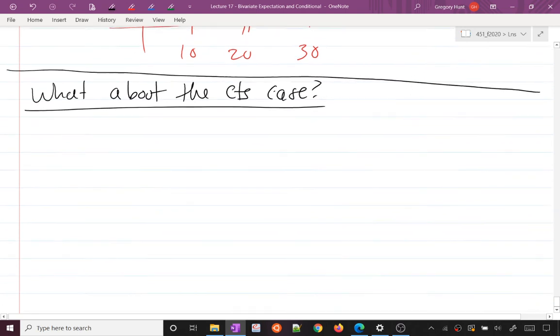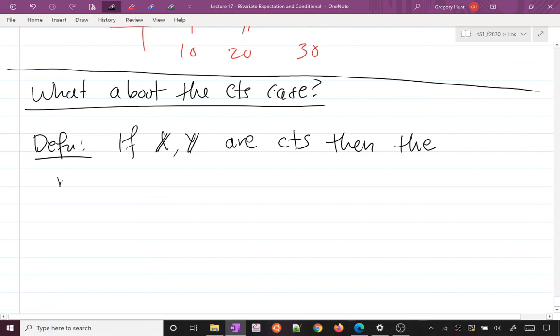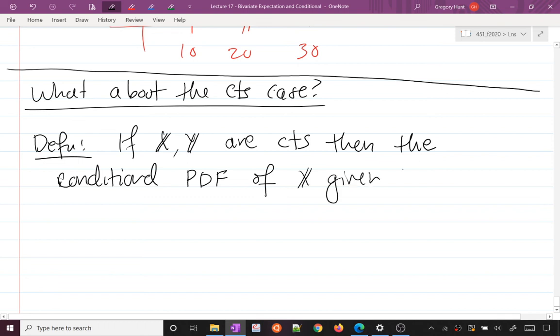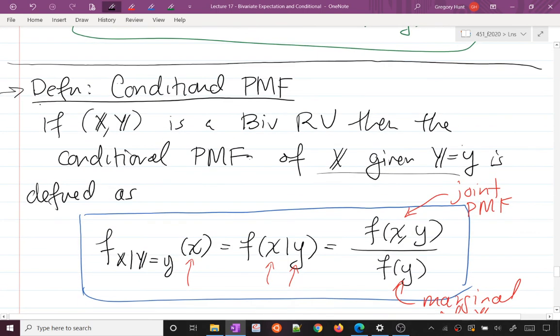Okay? And similarly, we can play the same game, and we can say if x and y are continuous, then the conditional, now we're going to have the PDF of x given y takes some value, little y. This is almost identical to our previous definition, right? Almost identical to this, except, so this is the discrete case.